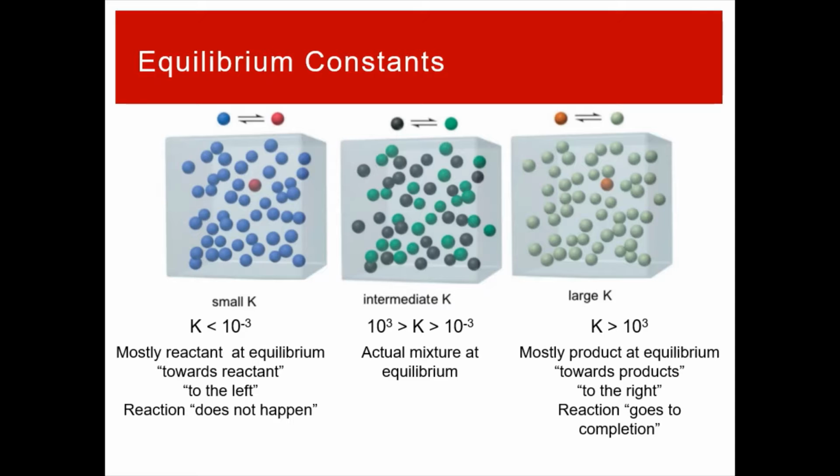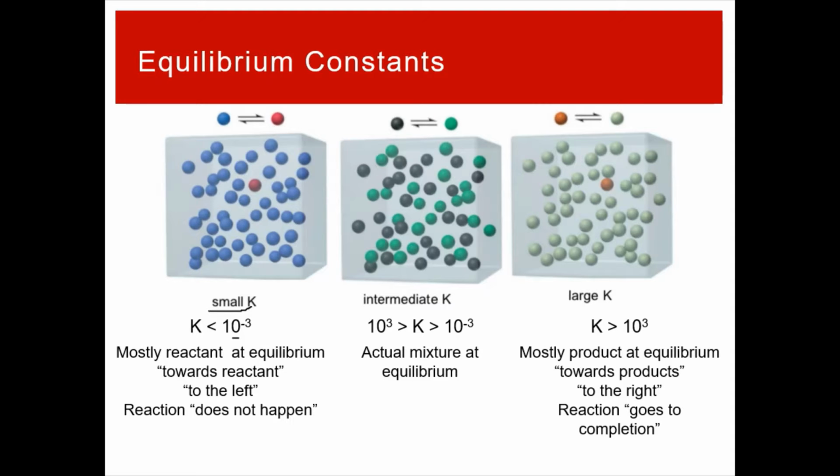We said the equilibrium constant is always positive, so the range is basically 0 to infinity. And we could take that whole range of possibilities and divide it up into three groupings in terms of describing what an equilibrium looks like. So first, we could have really small values of K, so less than 0.001. These would be the cases where we would say the equilibrium is very much towards the reactant, or towards the left, because that's the left side of the equation.